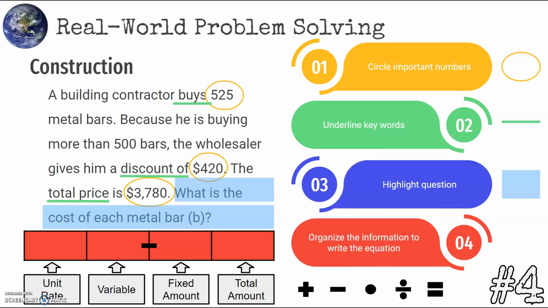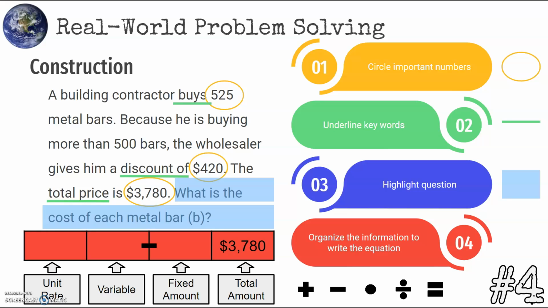Now I have that subtraction sign in there. Sorry, apparently when I was making this slide, I didn't see that that was a boo-boo. So just understand that you're going to subtract something. The total amount is always the easiest one to identify. 3,780, because it says the total price. They give us that word there. We underline that keyword. So now we know where that number goes.